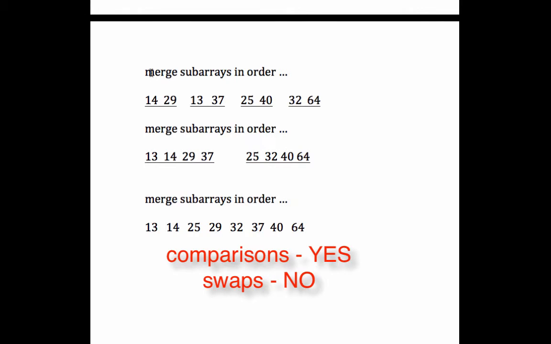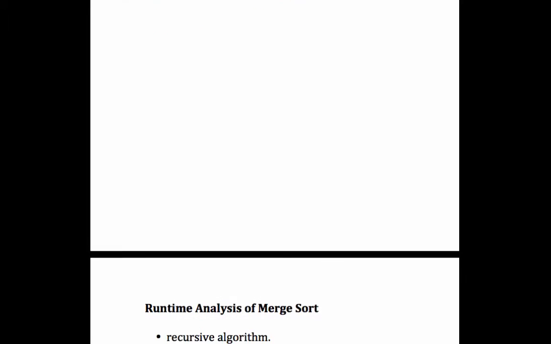So merging the subarrays does require comparisons, but again, there are no swaps. That's what makes this technique very, very fast. So let's do some more formal analysis.